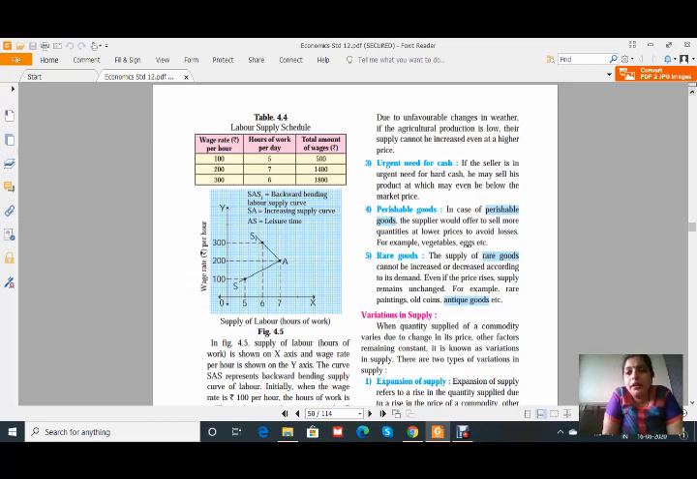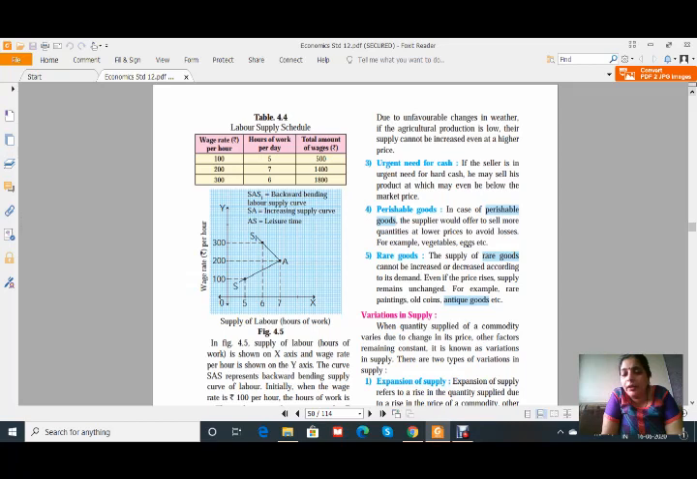In that case, he cannot increase the production of those paintings because he is an artist. Even if he wants to, he cannot make an exact copy of his painting, and therefore these are the rare goods in which the law of supply does not exist because we cannot increase or decrease the production.